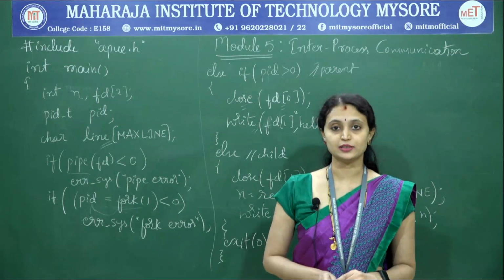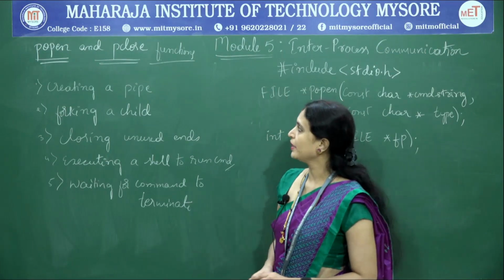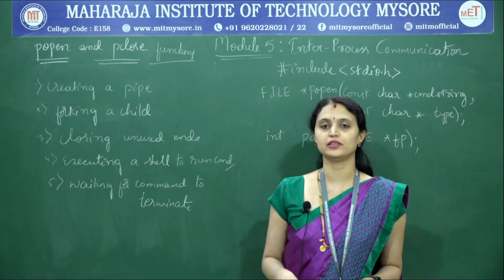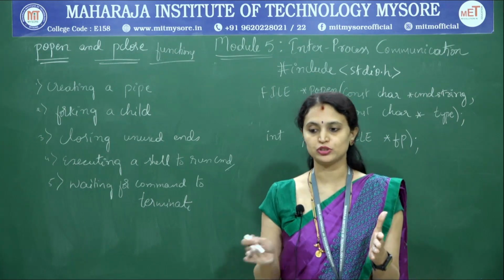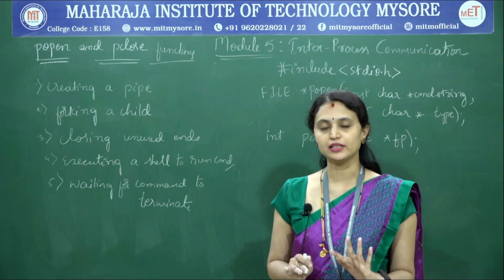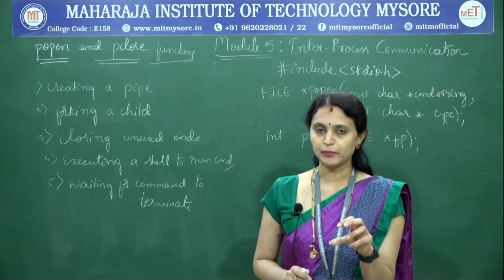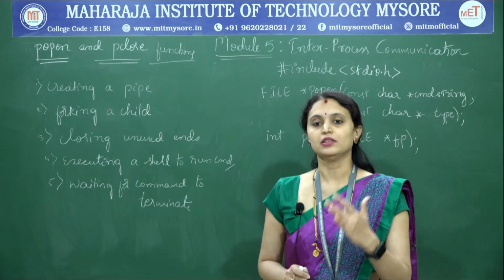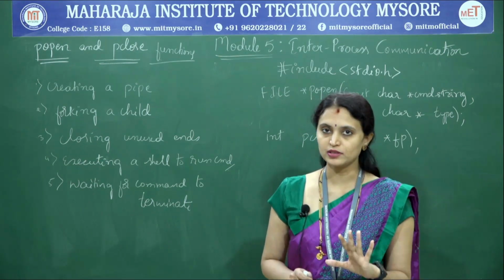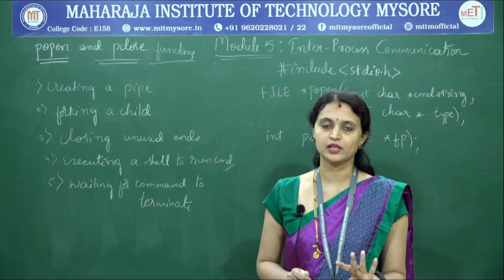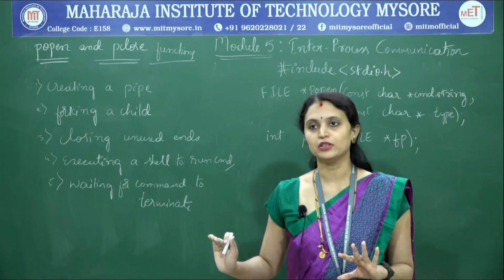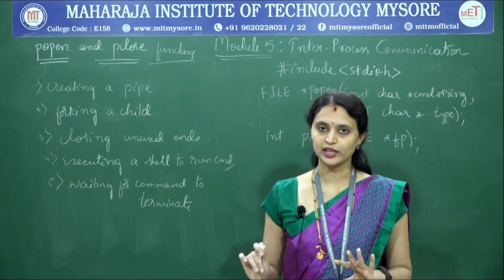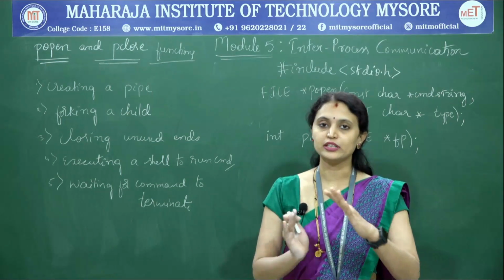Now let us move on to the next concept. The next concept is popen and pclose functions. Just now in the previous example we have seen that whenever we are creating a pipe from parent to child for data flow, first we are creating the pipe and then forking the child process, and after that we are closing the read end of the parent process, enabling the write end of the parent process, and also closing the write end of the child process and enabling the read end of the child process. All this stuff is carried out in different functions.